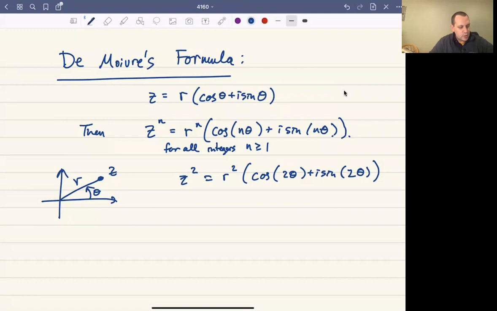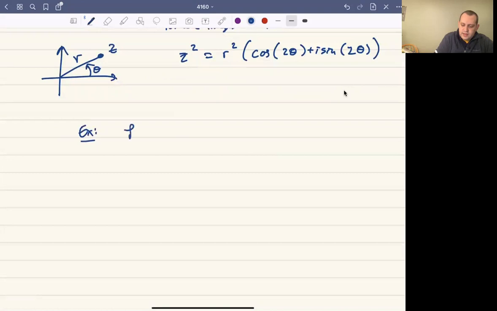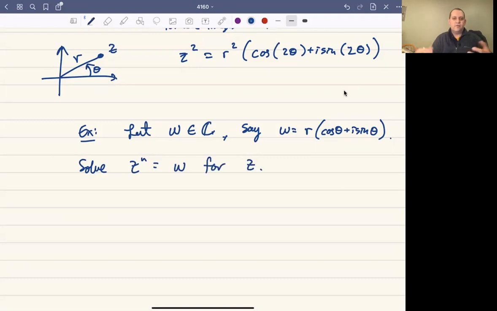Okay, so this is called de Moivre's formula. What this lets you do is, let's see, let's do an example here. Let's let w be a complex number. Say w is, let's write it in polar form, r cosine theta plus i sine theta. If you want to talk about finding the nth roots of w, so let's say we want to solve z to the n equals w for z, where n is whatever particular positive integer.